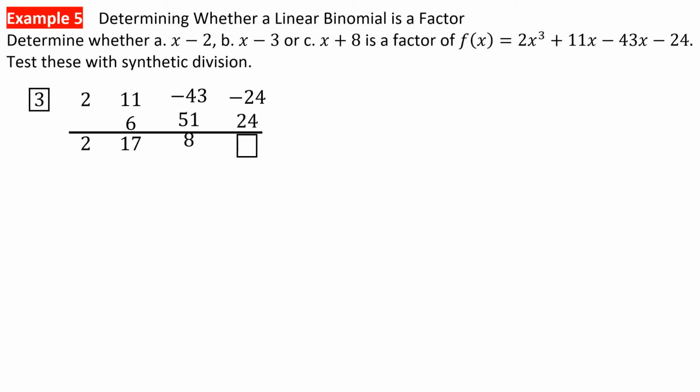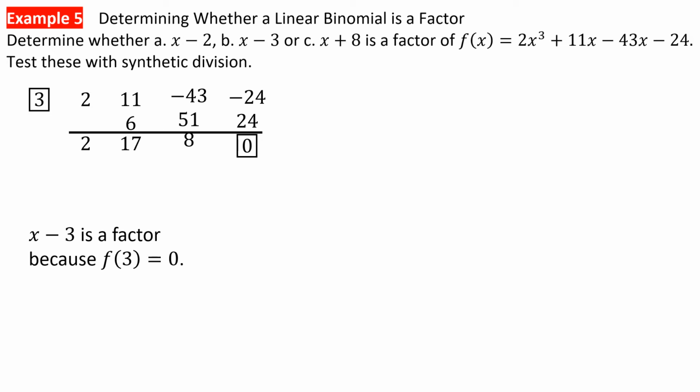And 3 times 8 is 24. That looks terrific because negative and positive 24 add to give us 0. So x minus 3 is a factor. Why? Because when we plug in 3, we come out with 0 as a remainder. So 3, 0 is a point on our graph.